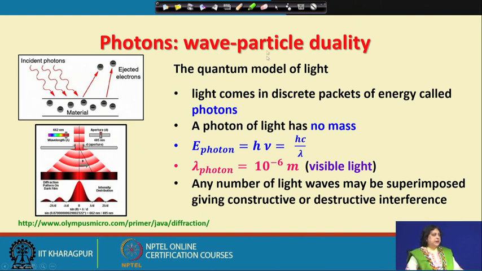So, it came as a big surprise almost 100 years back that the particle nature of light was proposed, and the quantum model of light then said that light comes in discrete packets of energy and not in a continuous fashion, and these discrete packets of energies are called photons. Okay? And do you know the kind of evidence that was put forward in support of this theory?